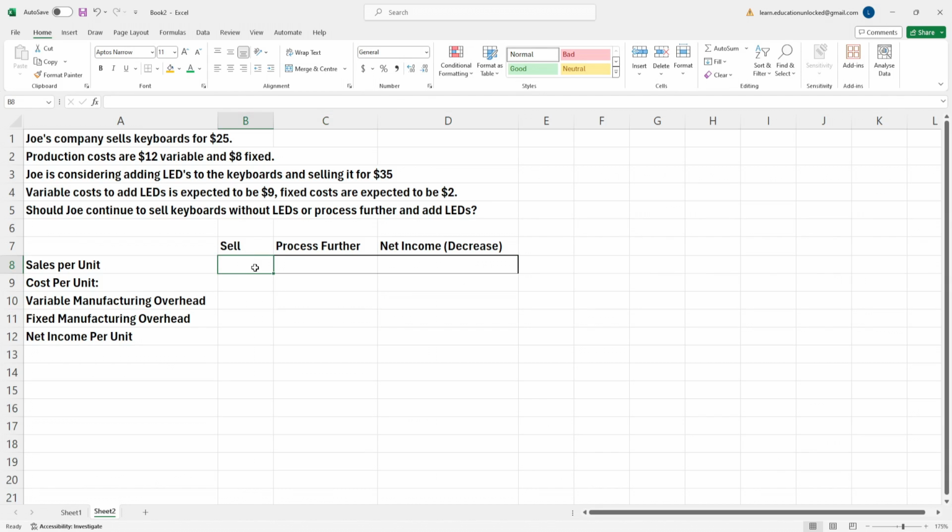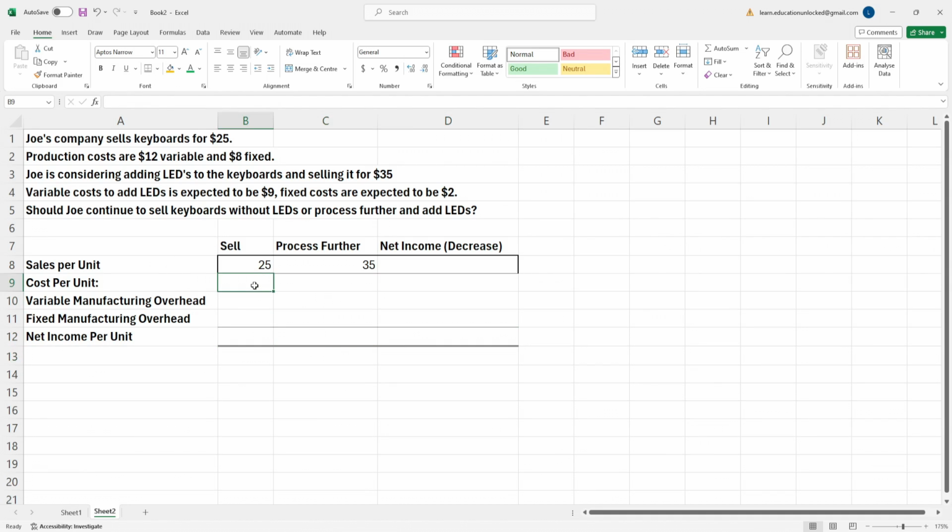All right, that's fine. So sales per unit, if we sell it straight up without any LEDs, is $25. If we process further, that's 35. And let me just add this part. All right, so the cost per unit, so variable manufacturing overhead. They give us on line 2 $12 for variable and $8 for fixed. And I'll put everything in dollars just so it's more clear.